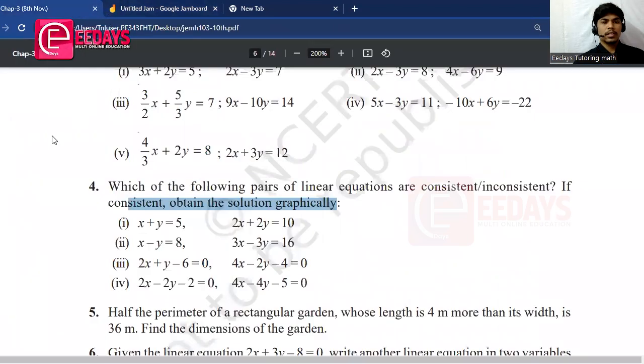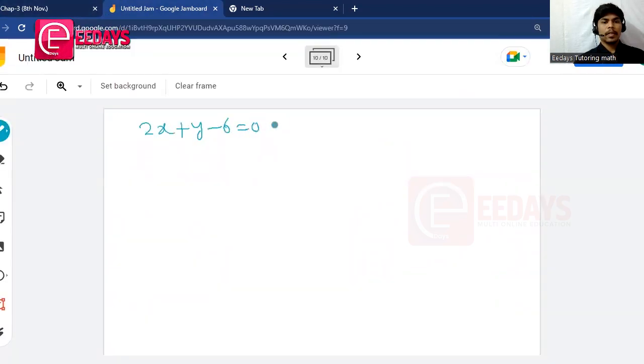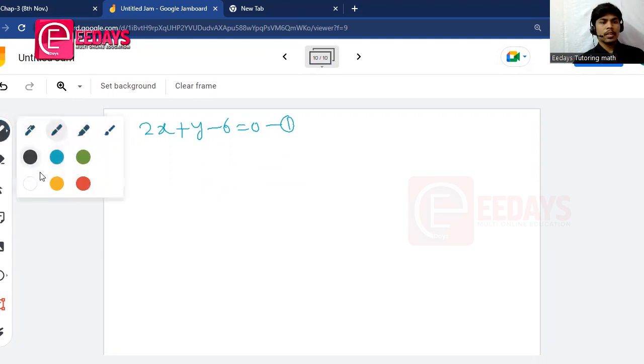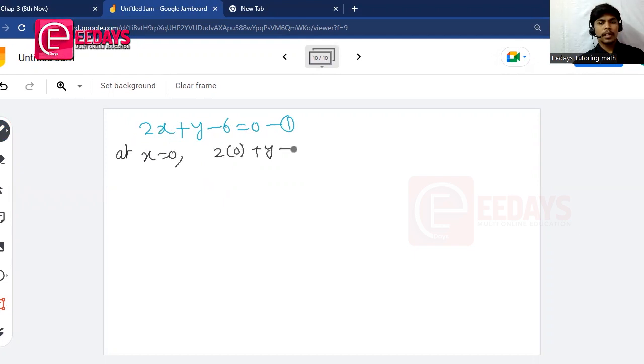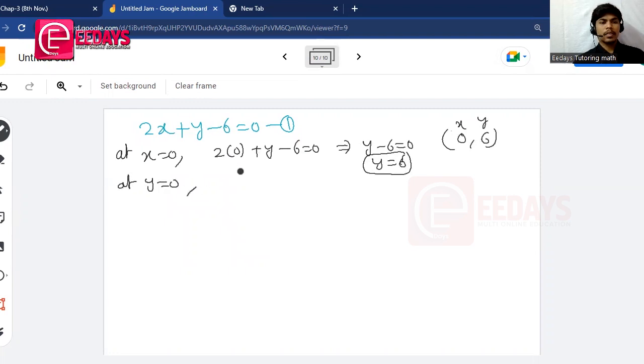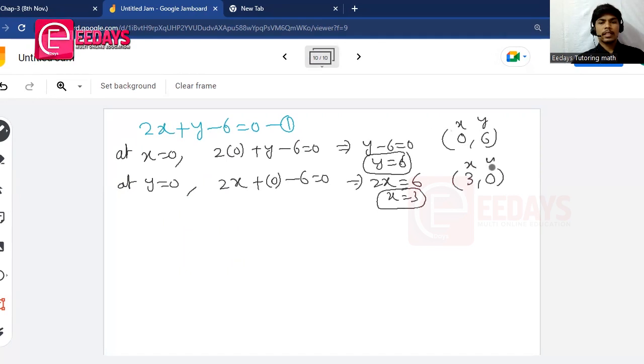First equation: 2x plus y minus 6. Let's take x is equal to 0. So 2 into 0 plus y minus 6 is equal to 0. 2 into 0 is nothing but 0, so you only get y minus 6 is equal to 0. Then y is equal to 6. So the point here is 0 comma 6. Now at y is equal to 0, 2x plus 0 minus 6 is equal to 0. So you'll get 2x is equal to 6, x is equal to 3. So the point is 3 comma 0, that is x comma y.